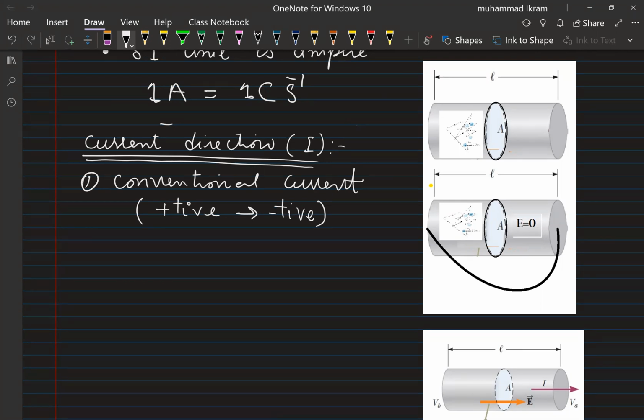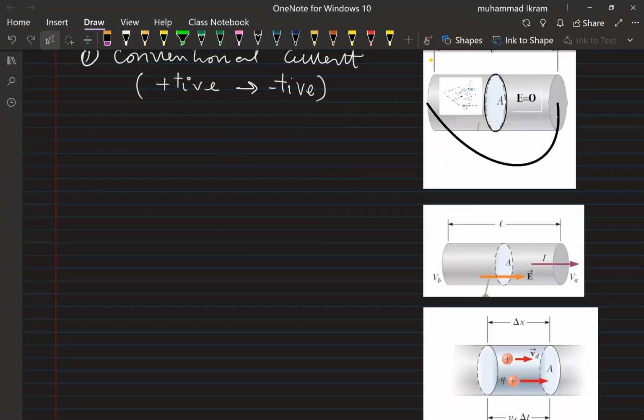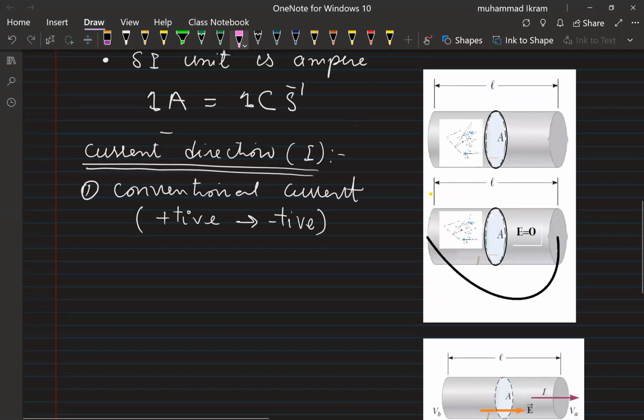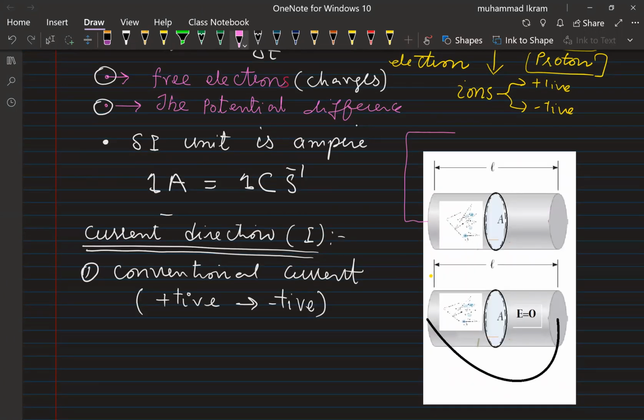For example, let us consider a conductor like this one. If you connect this end with the positive terminal of the battery and the other end with the negative terminal of the battery, now the path of the current is complete and you have provided a potential difference between the X end and the Y end of the conductor. The X end is at a higher potential, let's say VA, and this is at a lower potential, VB. Since a potential difference is provided, the current will begin to flow in the circuit.